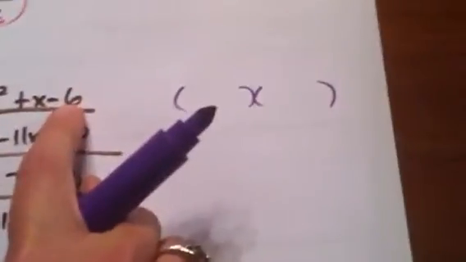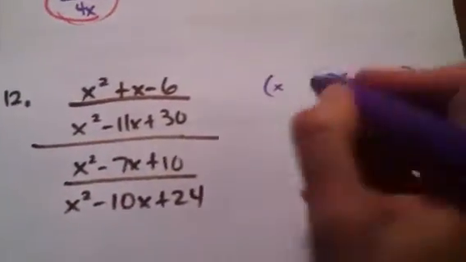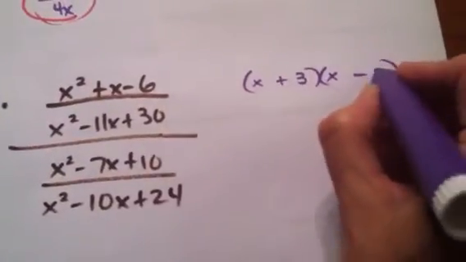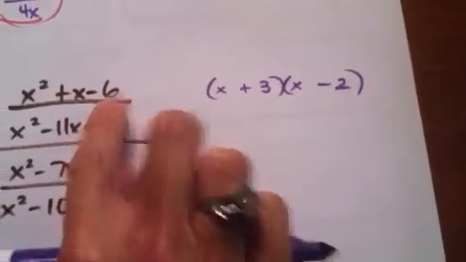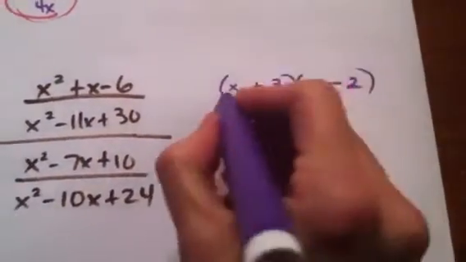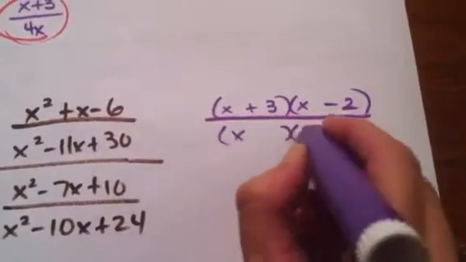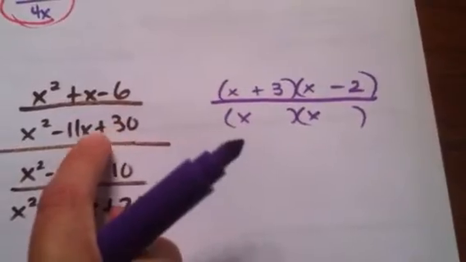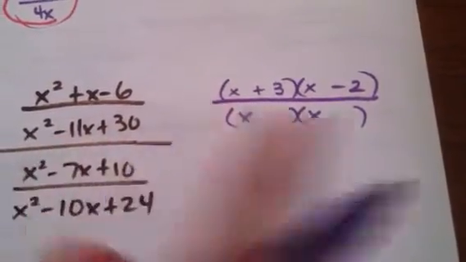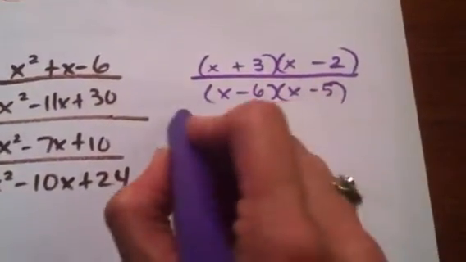Can you find factors of negative 6 that add up to 1? How about a positive 3 times a negative 2? So we see that multiplies together to give you negative 6, and that they add up to 1. Okay, same thing here. X times x is going to give me this x squared. Find factors of positive 30 that add up to a negative 11. Well, that's going to be a negative 6 times a negative 5.